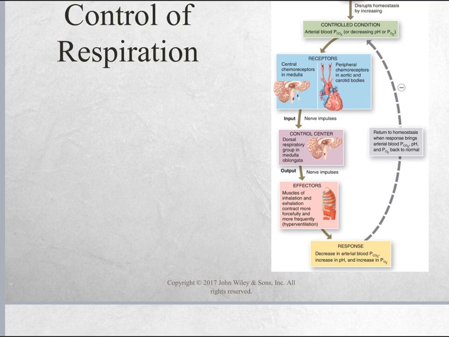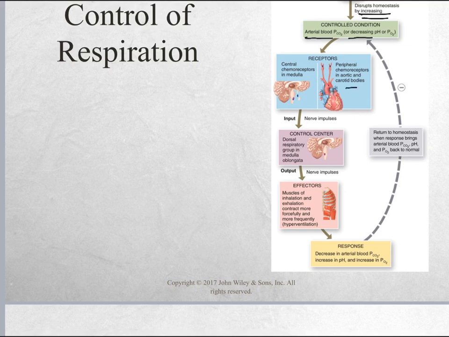We can now take the control of respiration and put it all together. We can look at a feedback loop and say, what happens when we have a disruption? Above this, I'm not sure why it got cut out, is a circle that should say stimulus. So we get a stimulus that's going to disrupt homeostasis by increasing a controlled condition. The controlled condition is going to be the arterial blood. So what we're doing is changing the partial pressure of CO2 by decreasing pH, or the partial pressure of oxygen. What happens is the central chemoreceptors in the medulla detect this.